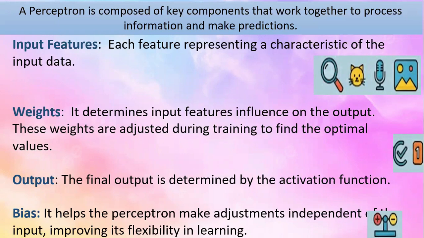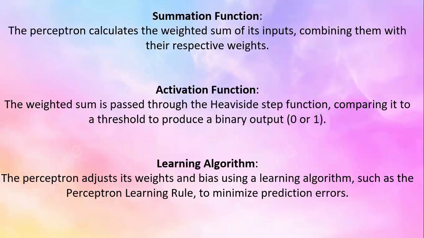Next is the output, that is the final result, but that is possible only by using bias. Bias is basically an independent adjustment which is made on the input just to improve the flexibility of learning by the machines. Now, when we talk about the perceptron, there are various functions and algorithms which also work together: the summation function, the activation function, and the learning function.